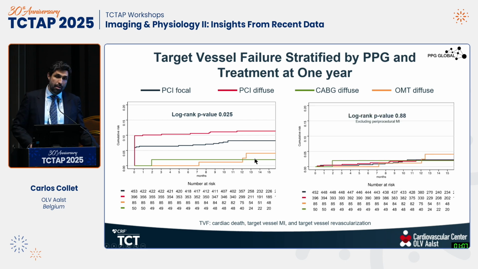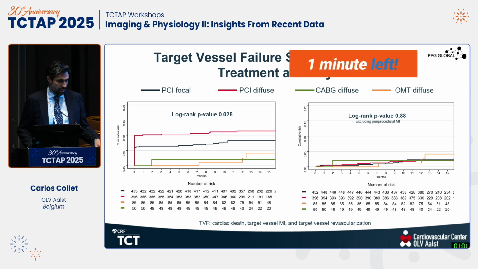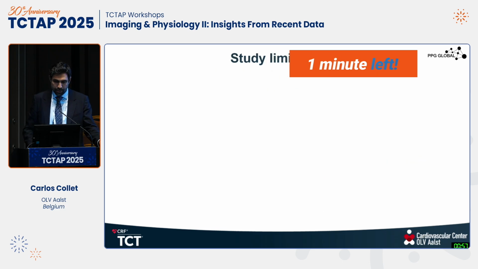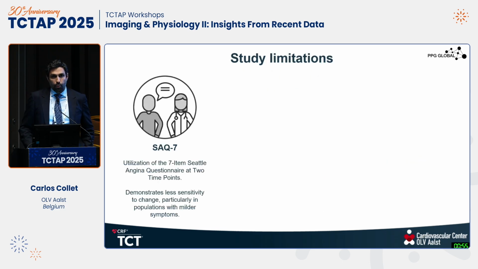When we look at the same plot, but now excluding all the periprocedural MIs, we actually see no difference in the outcomes across these different groups and categories. So I think this is important when we analyze this data.